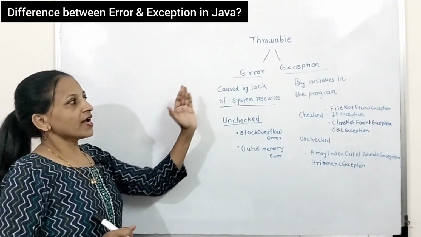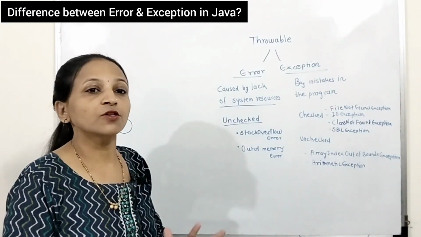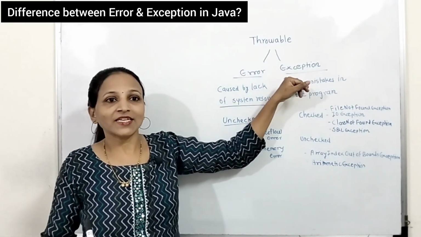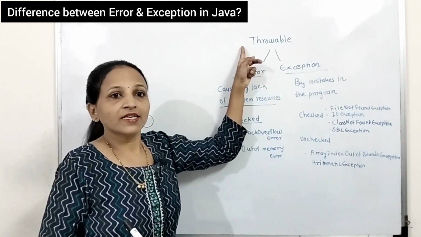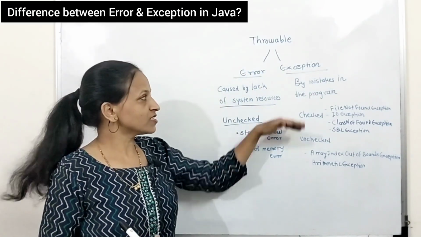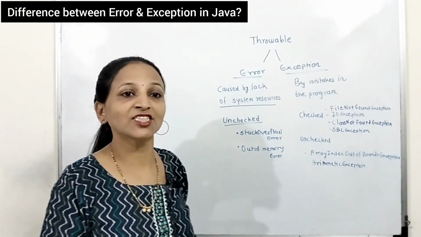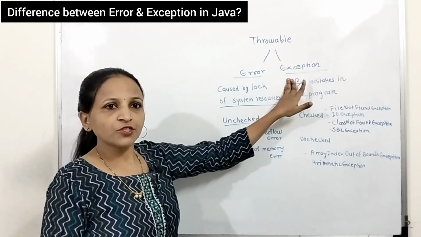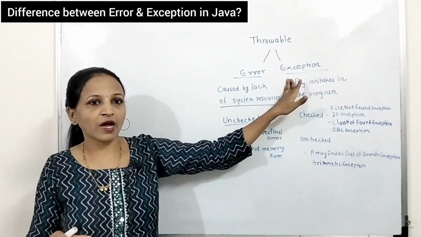Now see, error and exception both refer to runtime events that interrupt the normal flow of our program. Error and exception are two classes present in the java.lang package. Actually, Throwable is the base class for these two classes, and Throwable, Error, Exception and all subclasses of these classes are present inside the java.lang package. Both refer to runtime events that interrupt the normal flow of our program.